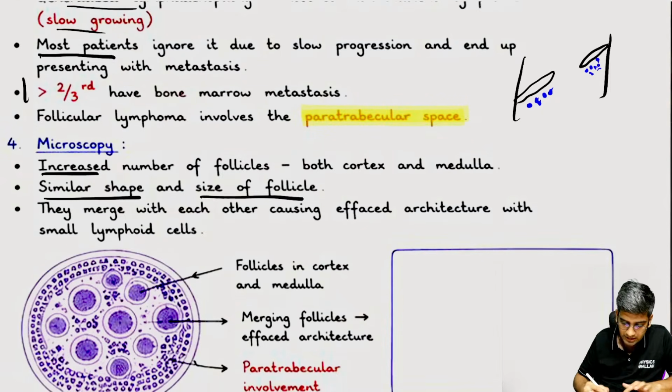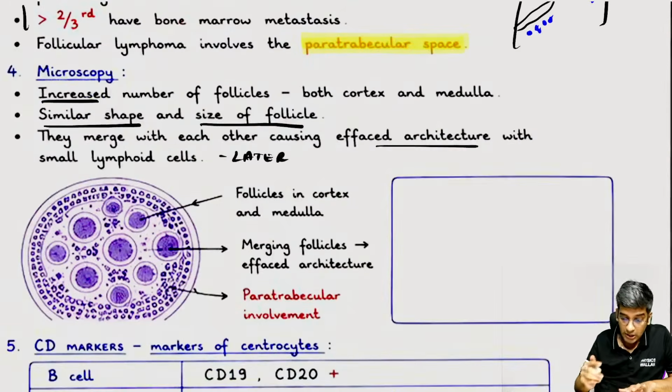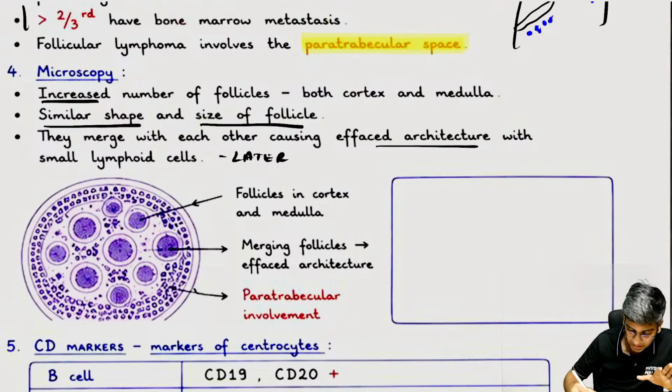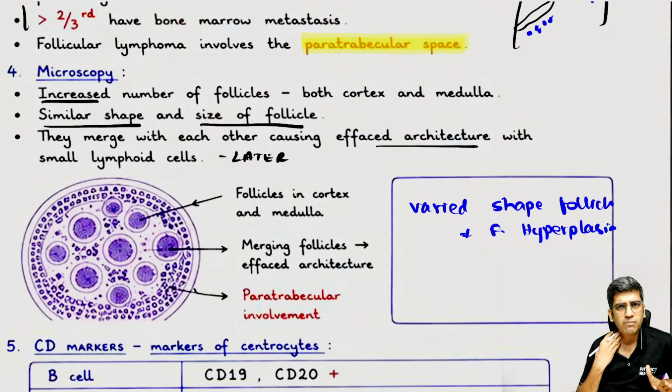It's very important. In the later stages, I'm going to have the same thing: effaced lymphoid architecture with small lymphoid cells. Why this similar shape is important is, if they are of varied shape follicles, it's a very important clue for me to call them follicular hyperplasia, which can be seen in infection. When you have a sore throat, follicles will become more, right? That will be varied follicles. It will not be similar, right?